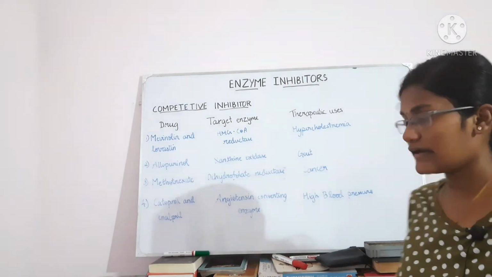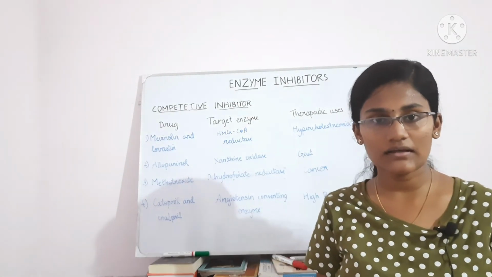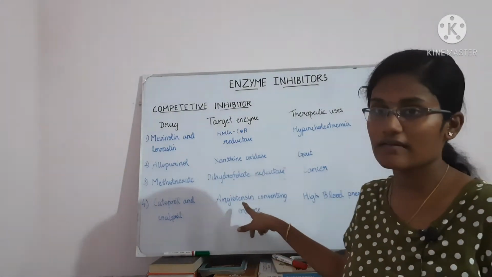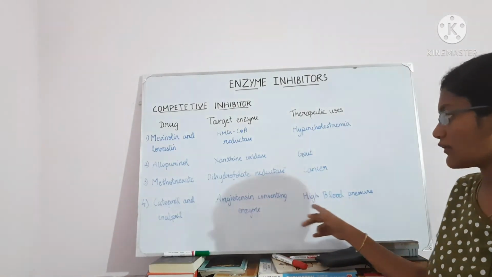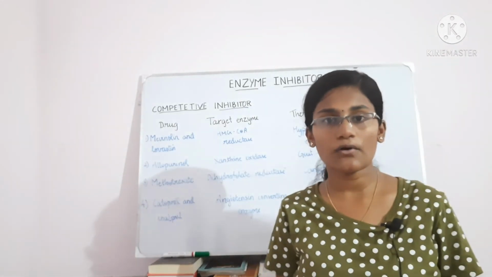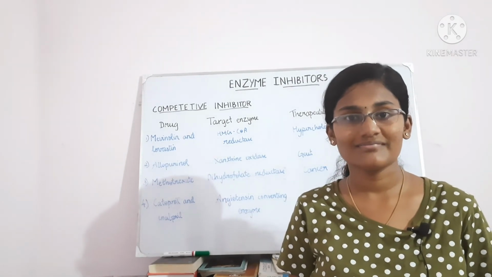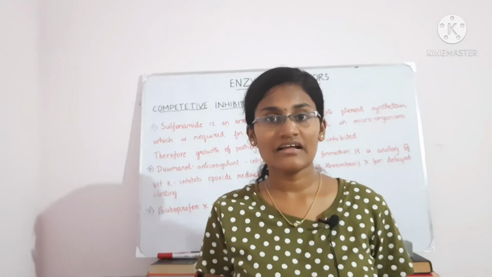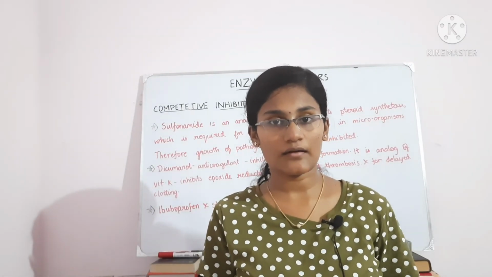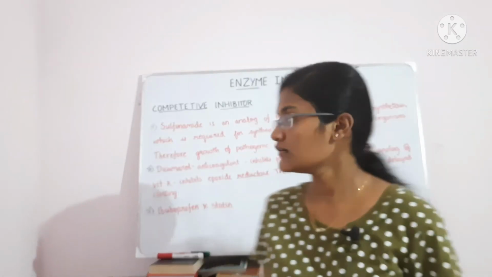So the renin angiotensin aldosterone system is inhibited by inhibiting the angiotensin converting enzyme, and that is how blood pressure is lowered, because the angiotensin 2 causes high blood pressure. Now I'll go ahead with more examples. Now let's continue with the examples of competitive inhibition.